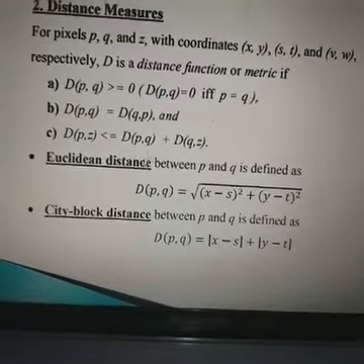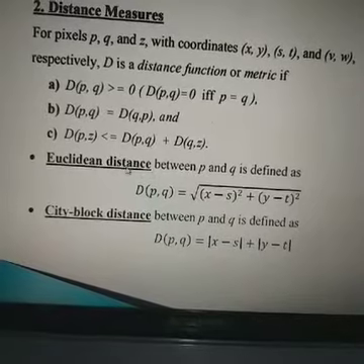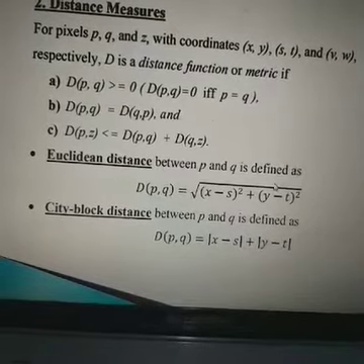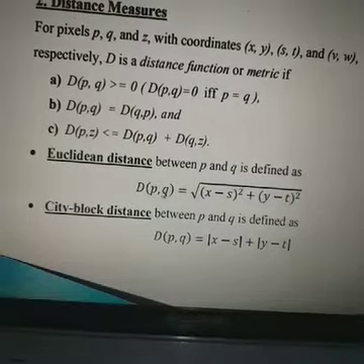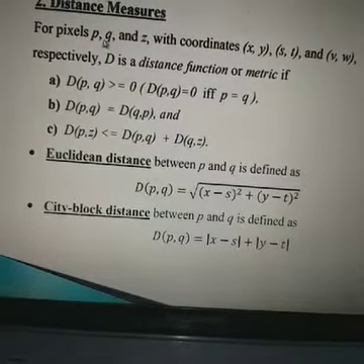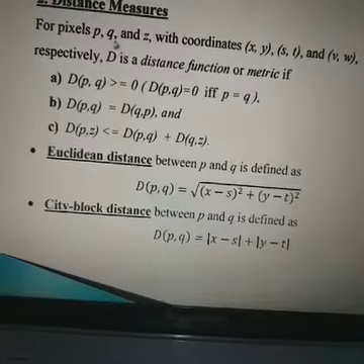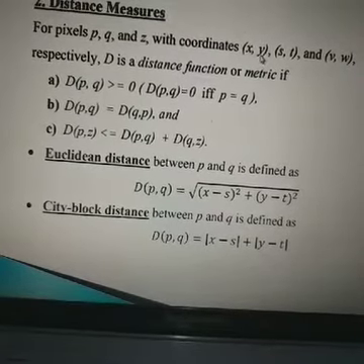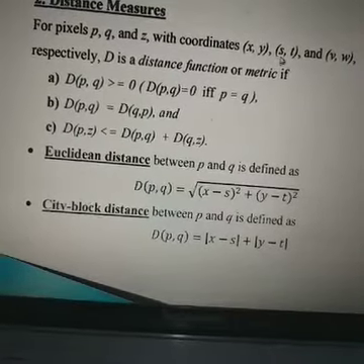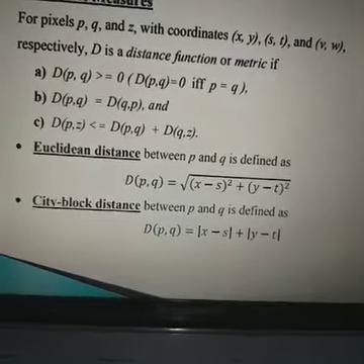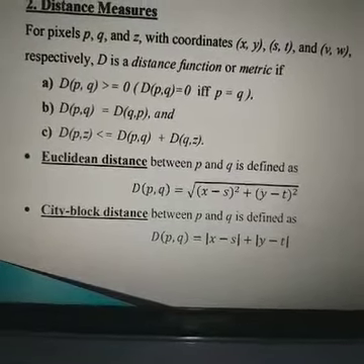The first distance measure is the Euclidean distance between p and q, which is defined as D(p,q). We have to find the difference, sorry, the distance between p and q, whose coordinates are x,y and s,t. Therefore, (x minus s) squared plus (y minus t) squared, under a square root. In mathematics we have done this before, where we have x1,y1 values and x2,y2 values: (x1 minus x2) squared plus (y1 minus y2) squared, under root. This is the Euclidean distance. So we can easily find it.